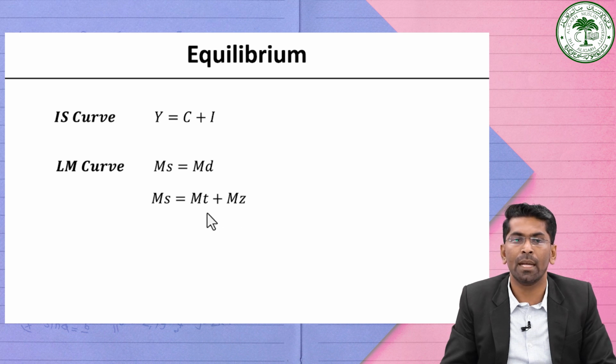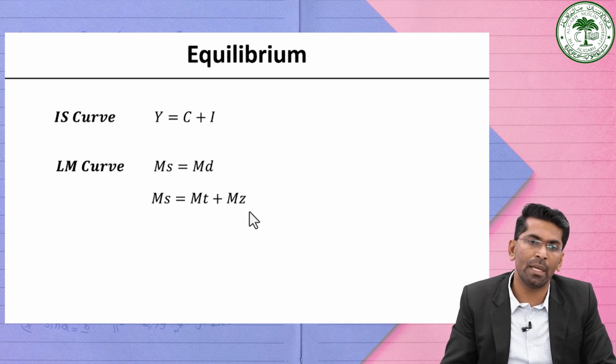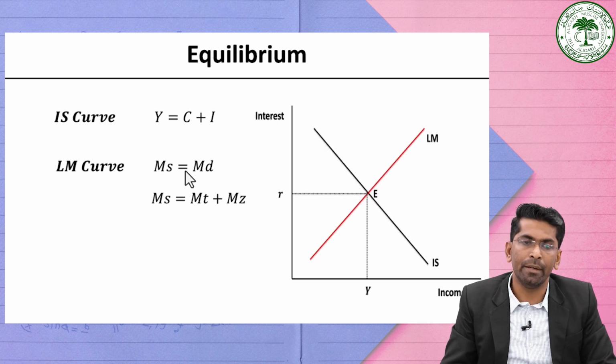MT plus MZ. MT is the function of the level of income, and MZ is the function of the rate of interest. So instead of MD, we can write MT plus MZ. Now we can represent the equilibrium by using the diagram.